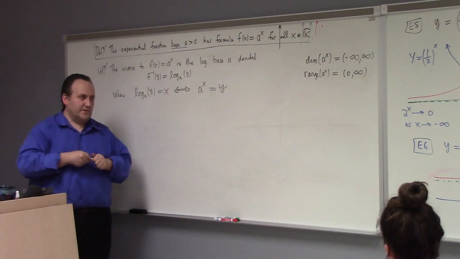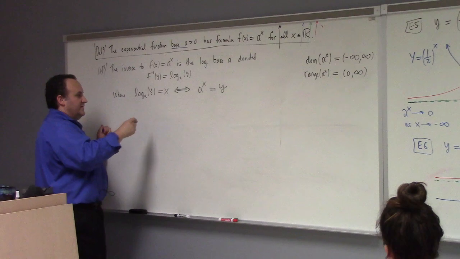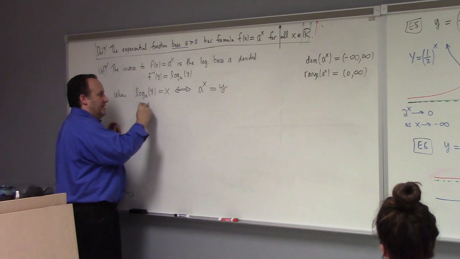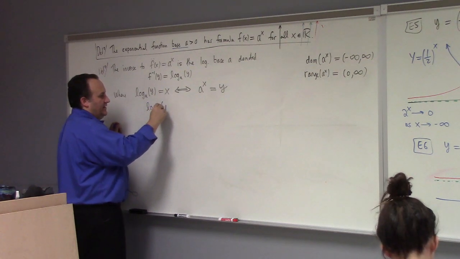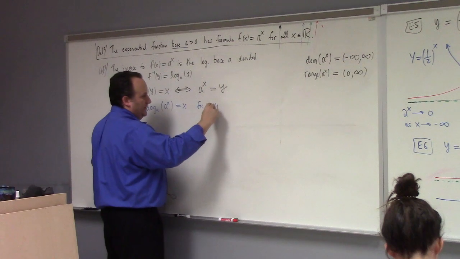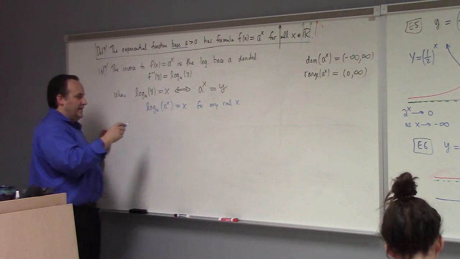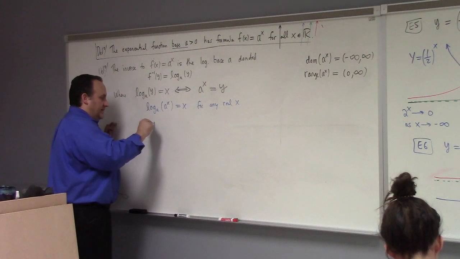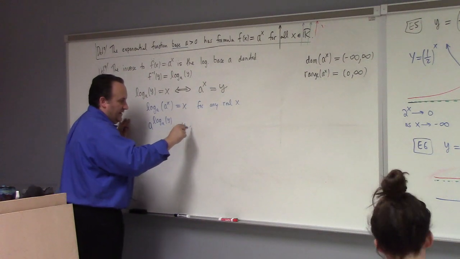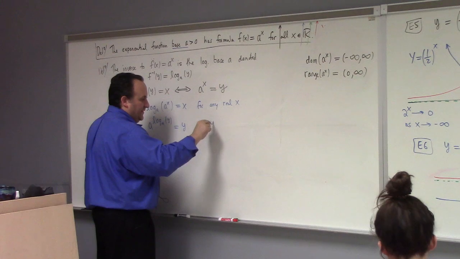It's kind of backwards. I also prefer a more mechanical way of thinking about this, which is given to us by the following two equations. On the one hand, we have that log base a of a to the x is equal to x for any real x. On the other hand, we have that a to the log base a of y is equal to y for y positive.